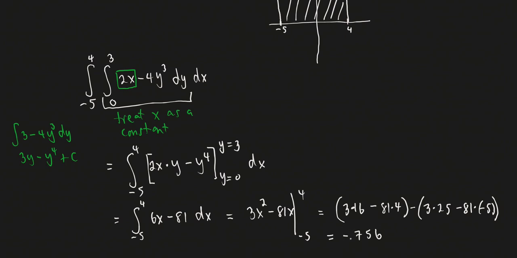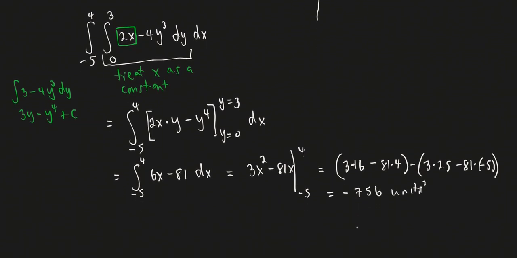What this tells me is that more of the solid is below the XY plane than it is above. In other words, that's why this number comes out to be more negative than positive. And we can still refer to it in terms of cubic units, but we now have to interpret it as a net volume. So more of the region or solid is below the XY plane than above.